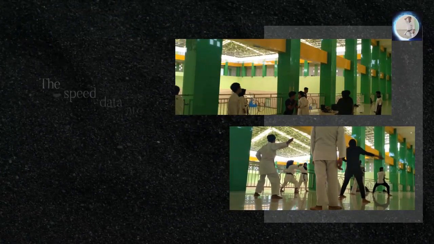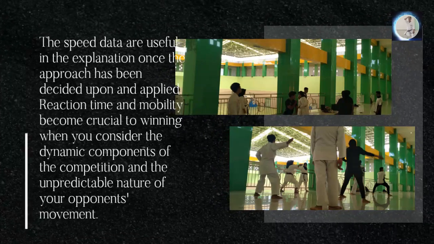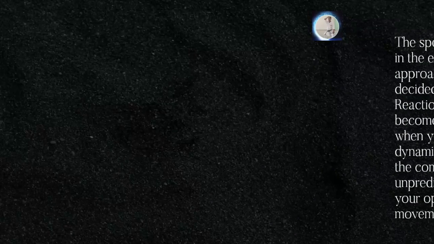The speed data are useful in the explanation once the approach has been decided upon and applied. Reaction time and mobility become crucial to winning when you consider the dynamic components of the competition, and the unpredictable nature of your opponent's movement.